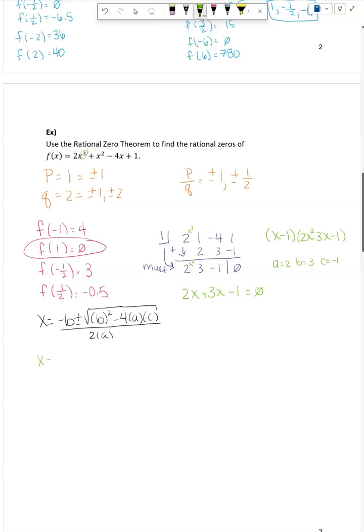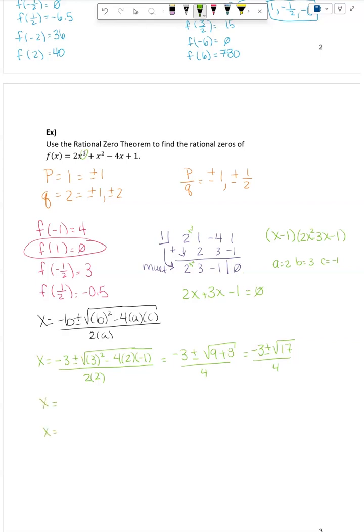So we're going to have x equals negative, and our b is 3, plus minus the square root of 3 squared minus 4 times a, which is 2, times c, which is -1, all over 2 times a, which is 2. So this is going to give us -3 plus minus square root of 9, -4 times 2 is 8, that would be plus 8, all over 4, which is going to be -3 plus minus square root of 17 over 4.